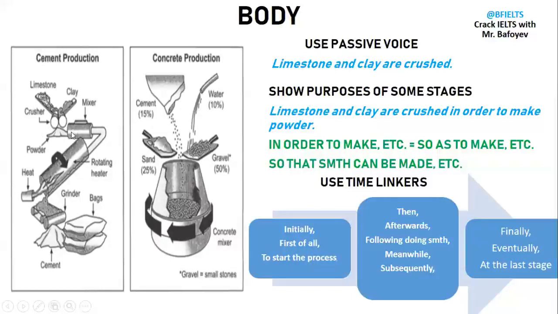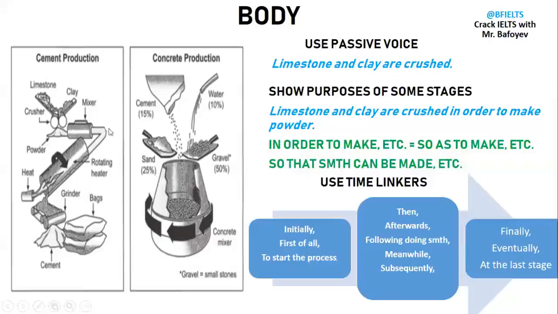I would say this is not a bad sentence, but asking yourself why are some steps taking place here, for example, why are they crushing limestone and clay, will help you produce better sentences. They are crushing limestone and clay in order to produce powder, right? So rather than looking at them as two separate actions, like first they are crushed and powder is made, you can look at them as one action with purpose. Like limestone and clay are crushed in order to make powder. It's obvious here, right? By crushing them, they are making powder.